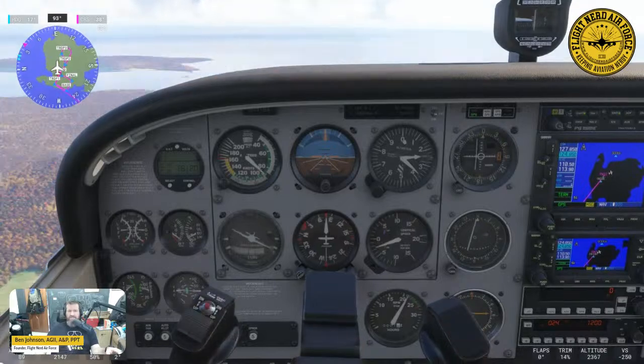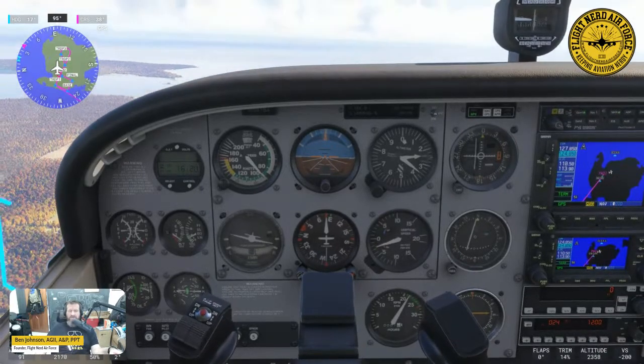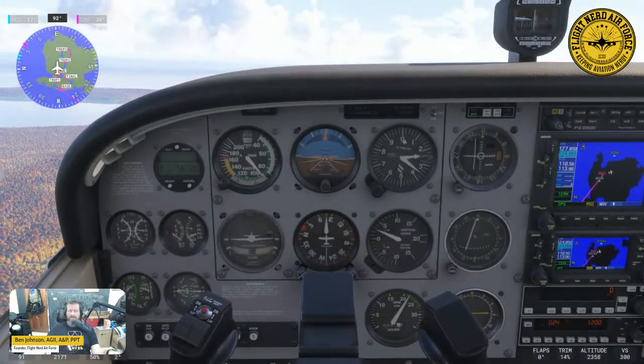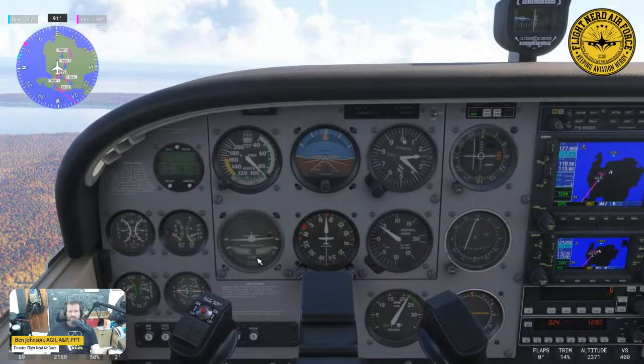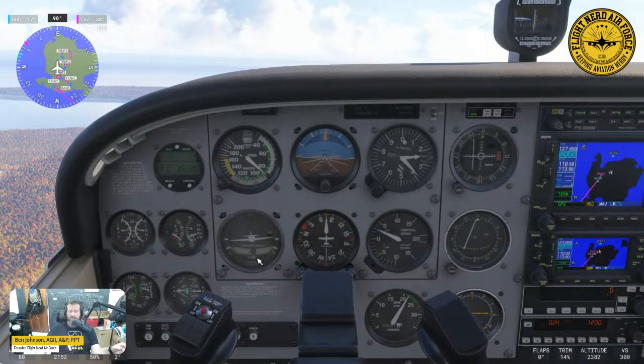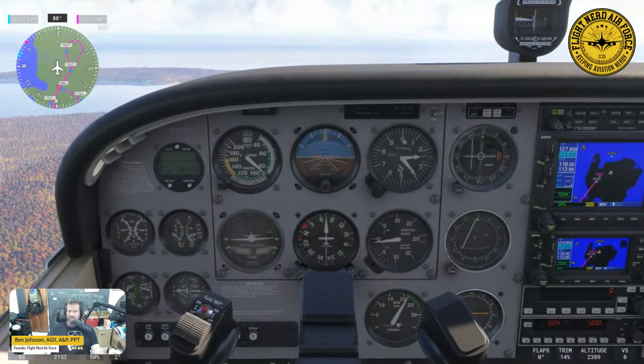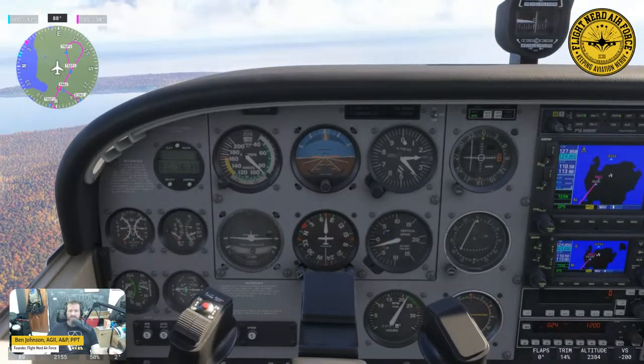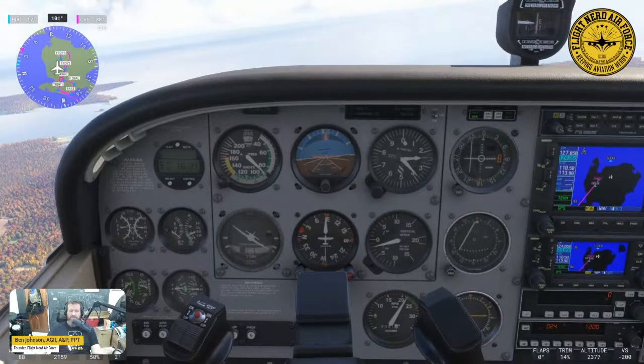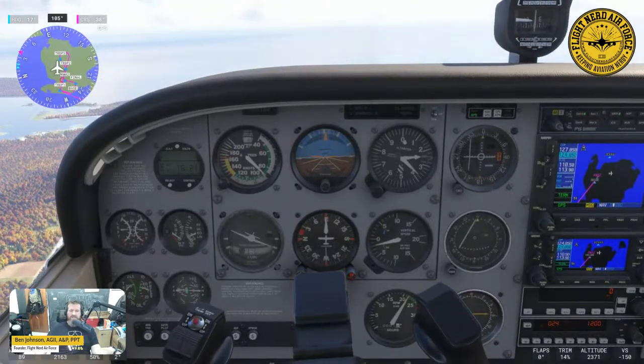And that is the centrifugal force of the turn throwing the ball to the outside, which means we're not in a coordinated turn. We are not making a precise, efficient turn because we're sliding or skidding to the outside. And if I was to push the right rudder, you can see that ball slides to the left.